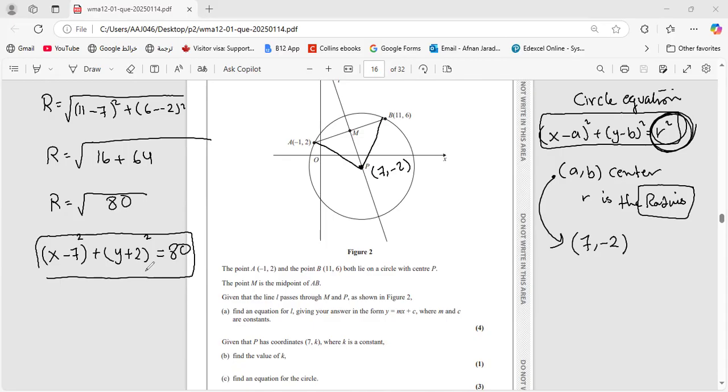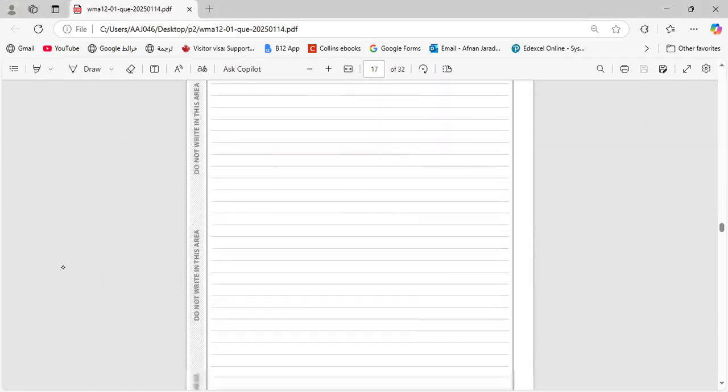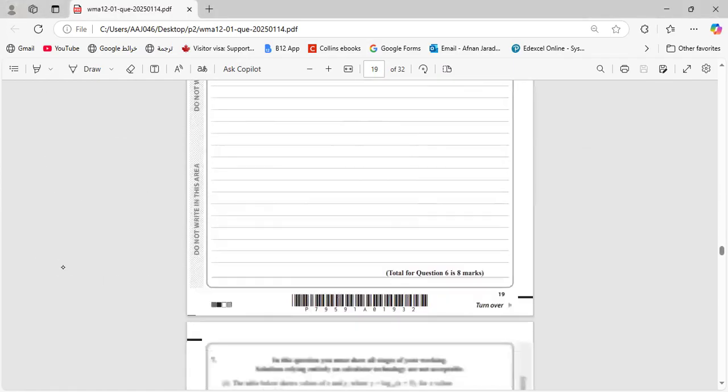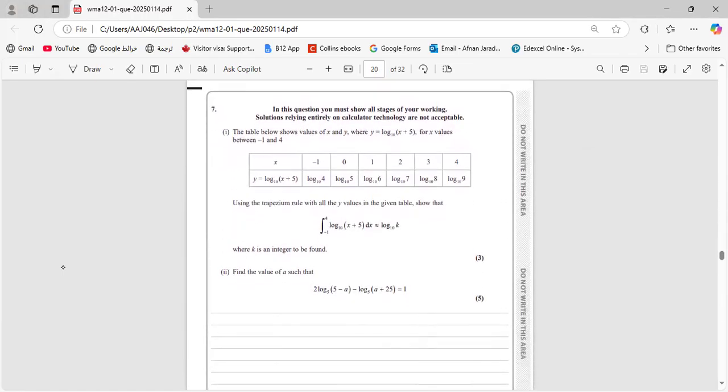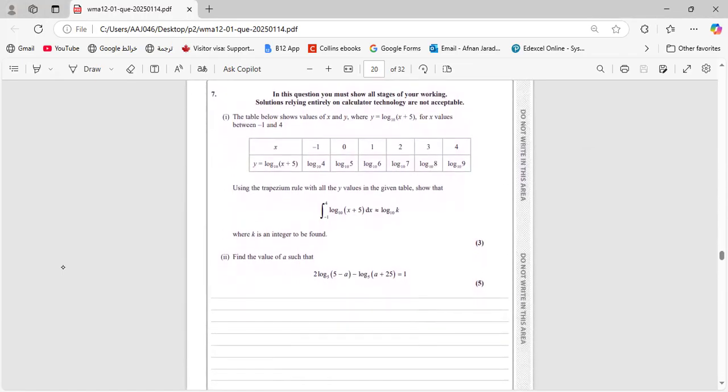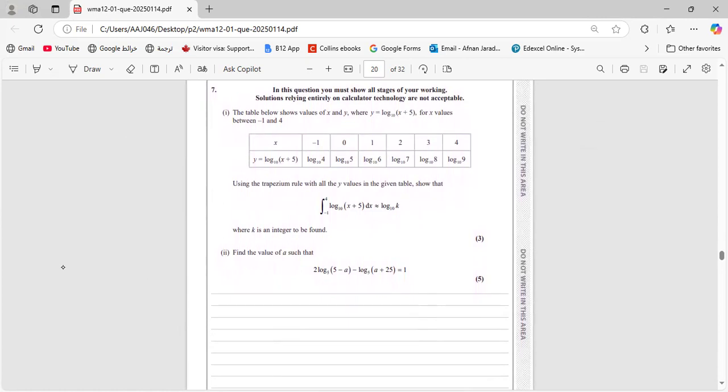From question number 6 to question number 7. Question number 7 is about the trapezium rule in integration, area under curve, chapter number 8. The table below shows values of x and y, where y equals log base 10 of (x plus 5), for x values between -1 and 4.